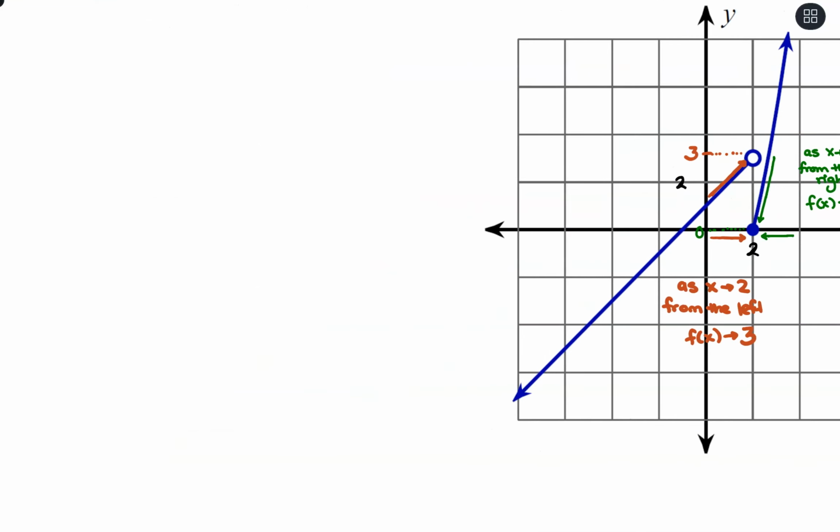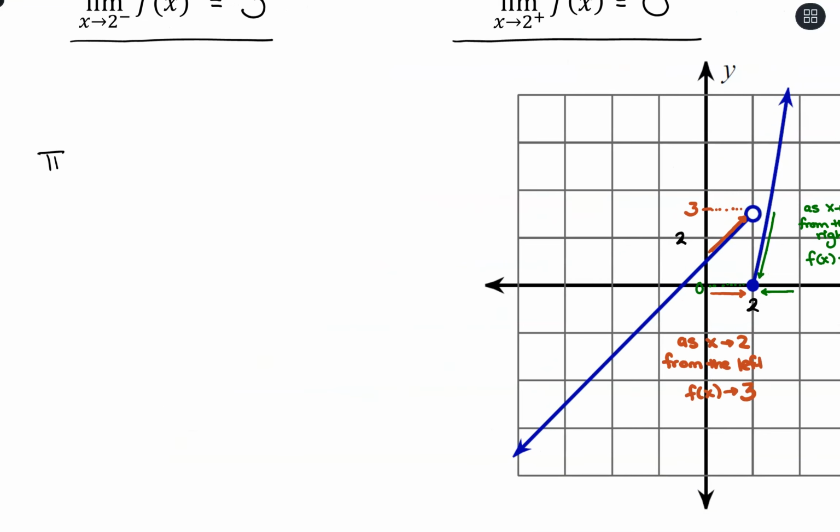And that's a rule that I'll write over here. So the limit exists. Sorry, let's say the two-sided limit exists only if the one-sided limits are the same.